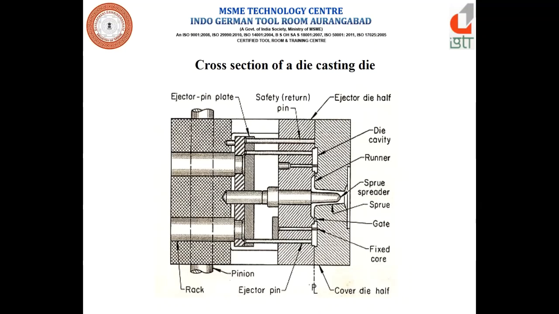Next are overflows. Overflows provide an exit for air from the casting cavity and serve to draw the metal around a core or a corner.